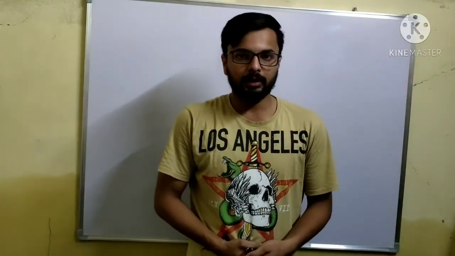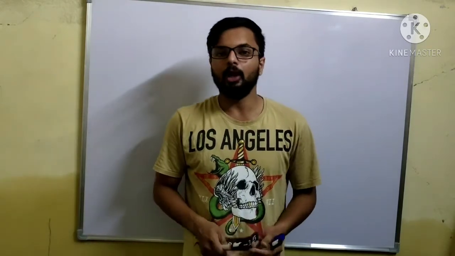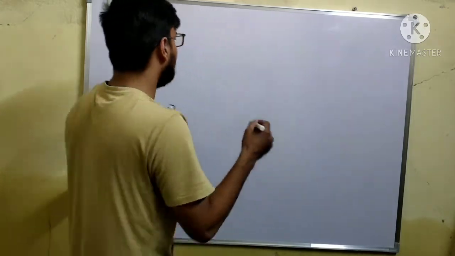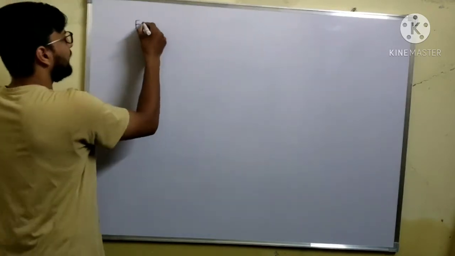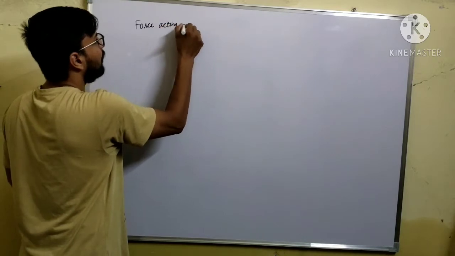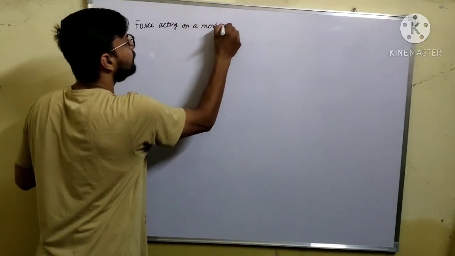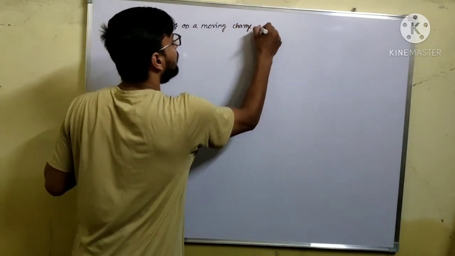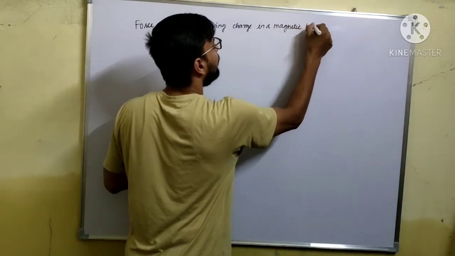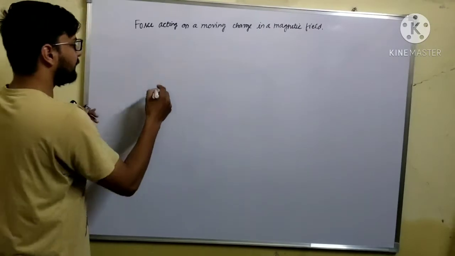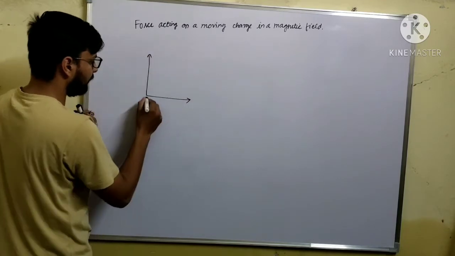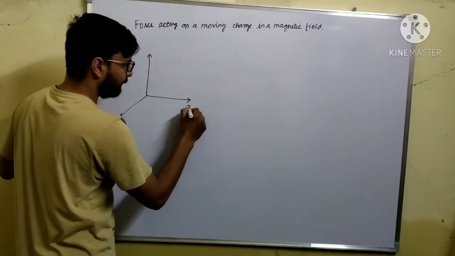We have talked about the solenoid, we have talked about the toroidal solenoid. Now we will see the force which is exerted on a moving charge in a magnetic field. So our next topic is the force acting on a moving charge in a magnetic field. If I take the three axes, this is the x-axis, this is the y-axis, and this is the z-axis.